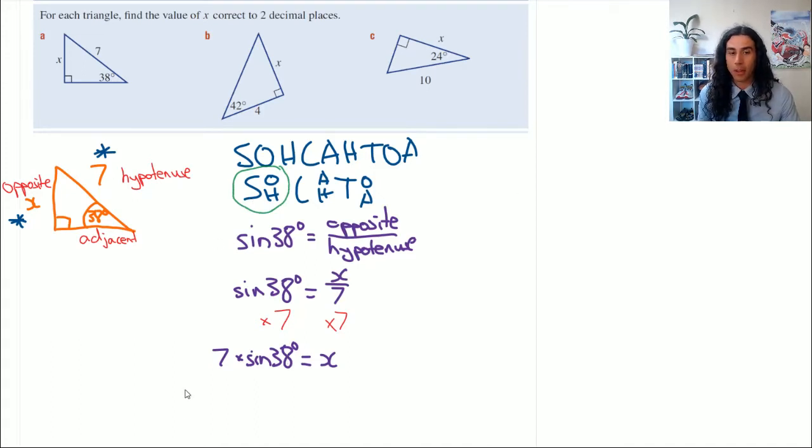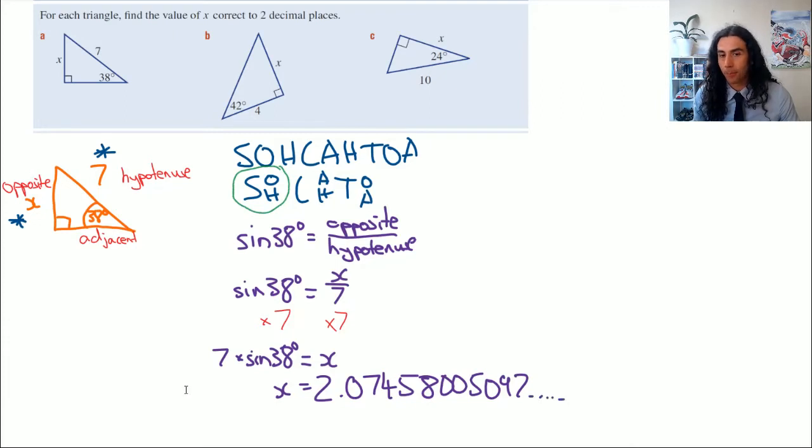So we have an answer of 2, and I'm going to write out the full thing because it's very long. X is equal to 2.07458005097. It'll just go on forever and ever. But normally we only want it to 2 decimal places. The question will tell you how many decimal places it wants. 2.07, and I'll put in brackets to 2dp.